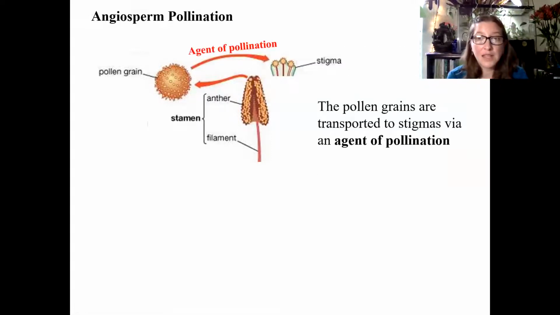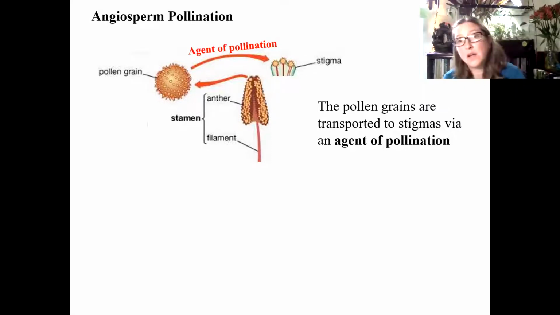However, what brings the pollen from the anther to a stigma is called the agent of pollination. So in order to get pollen from an anther to a stigma, you need an agent of pollination. That's what I was saying at the top of the class, right? Agent of pollination. Sounds like a spy movie.